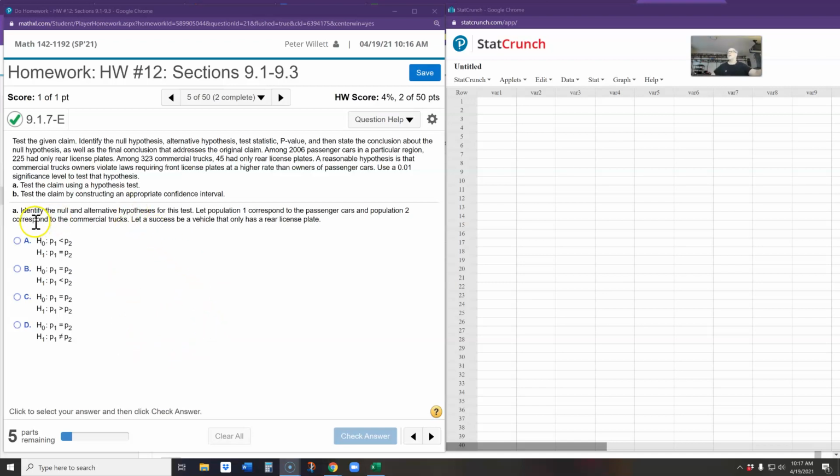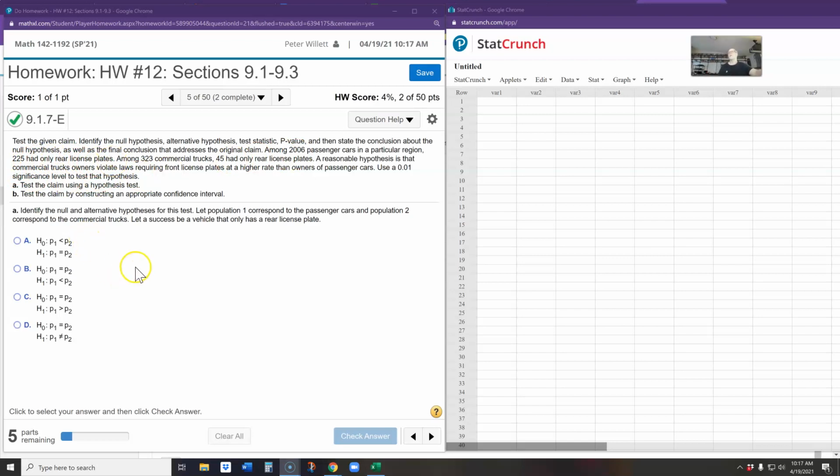All right, so it says identify the null and alternative hypotheses, and it says let population 1 correspond to the passenger cars and 2 be the commercial trucks. And let success be a vehicle that only has a rear license plate. And they told us, for example, among 2,006 passenger cars, 225 had only a rear license plate, so that's a success.